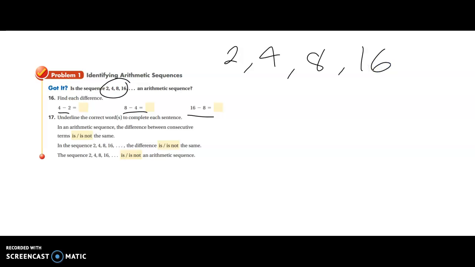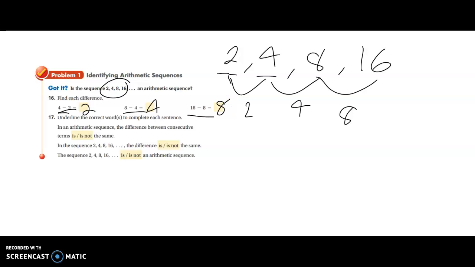Now, to find the difference of an arithmetic sequence, or any sequence, you'd have to subtract the first term, which is this, from the term that comes after it, which is this. That's why you have 4 minus 2 right here. So 4 minus 2 would equal 2. And then you'd have 8 minus 4 from here, and that would be 4. Then you'd have 16 minus 8 from here, and that would be 8.